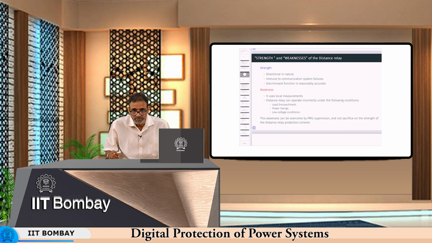It works on local information only. So, of course, that is an advantage as well as a disadvantage, because it does not have information from the other end. It can be a disadvantage, but the advantage is that it does not require a communication channel and hence is immune to communication system failures. And the impedance function, or the discriminant that we call in this case, is reasonably accurate.